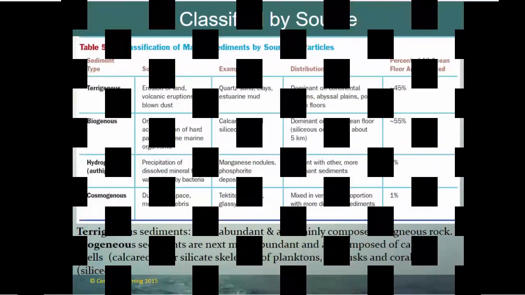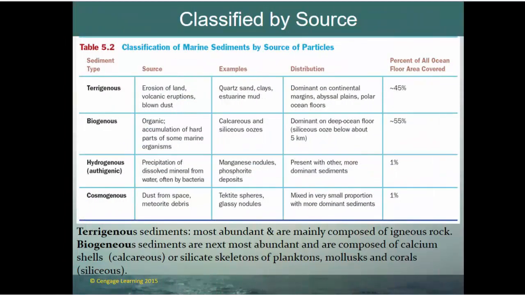Sediment can be classified by its size, it can be classified by its color, but it can also be classified by its source. And the classification of marine sediments by source is broken down into Terrigenous, Biogenous, Hydrogenous, and Cosmogenous. And Terrigenous, with terra being the root of the word, means sediment that comes from land.